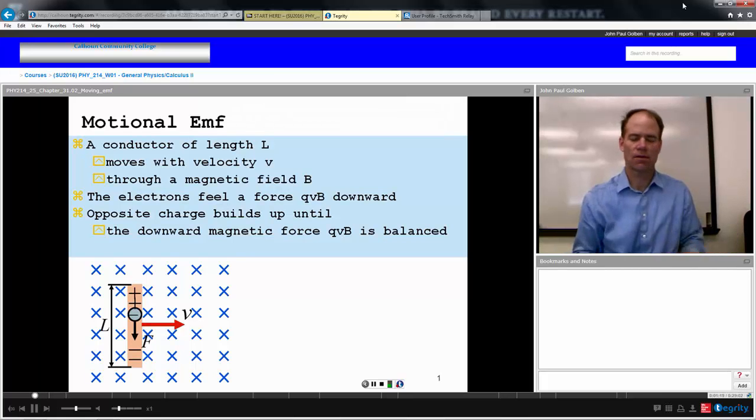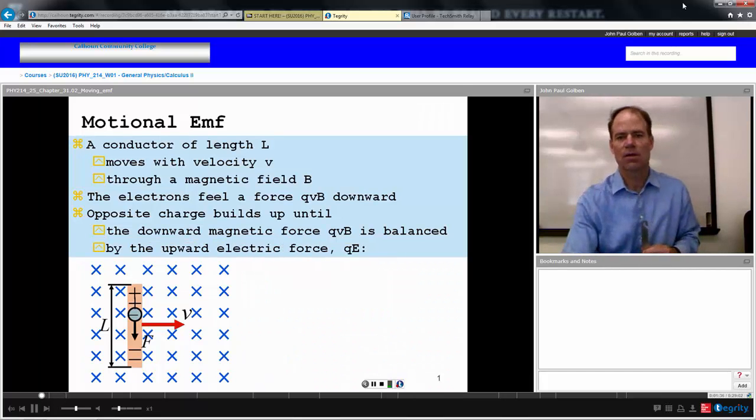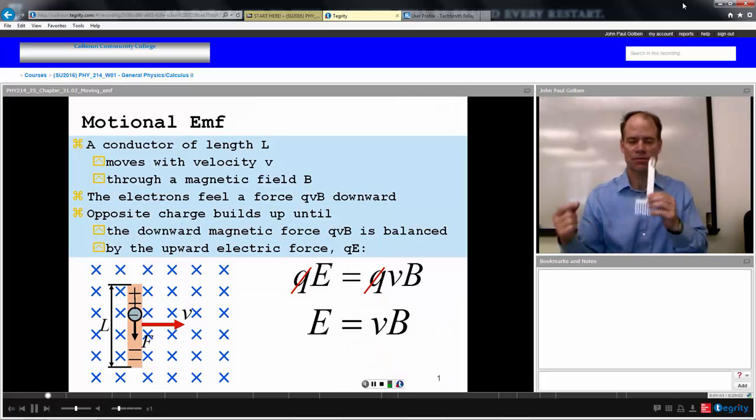negative charge at the bottom. And then eventually there will be an electric field built up so that the negative charge will be attracted to that positive charge. At some point, that downward magnetic force will be balanced by the upward electric force. When that happens and the two forces are equal, then qE will equal qvB. In other words, there will be an E field set up that is equal to the velocity of the conductor times the magnetic field.